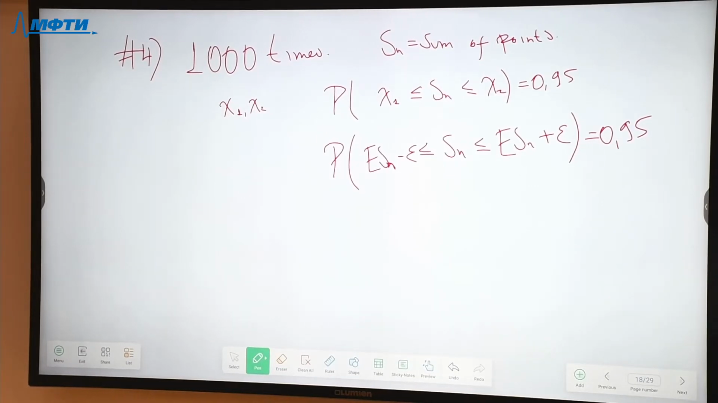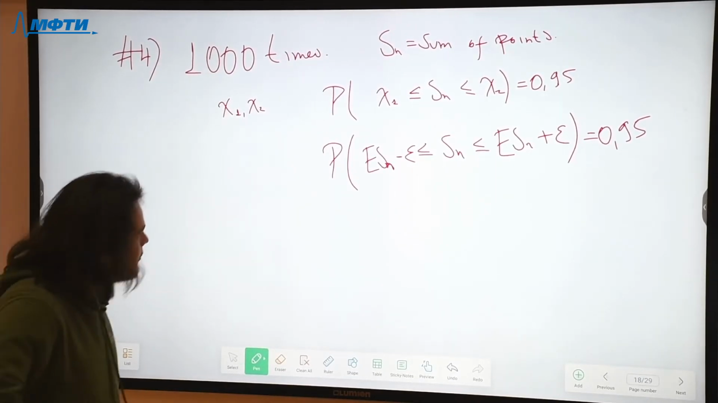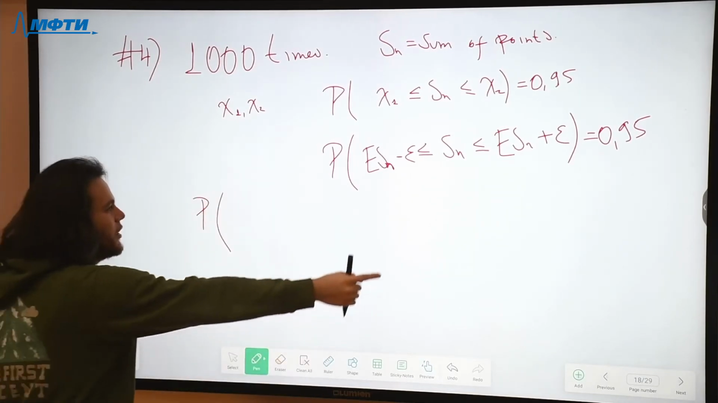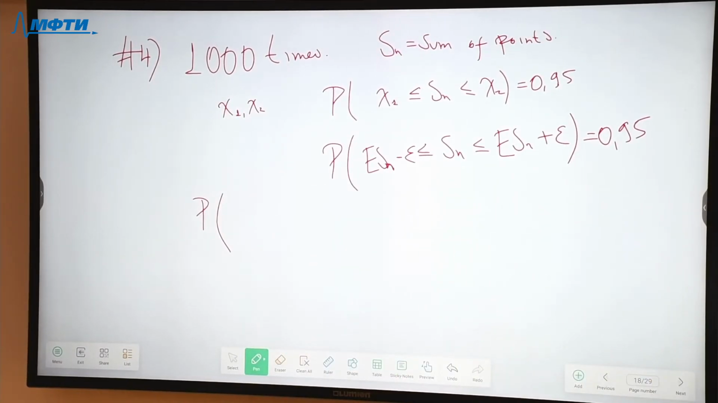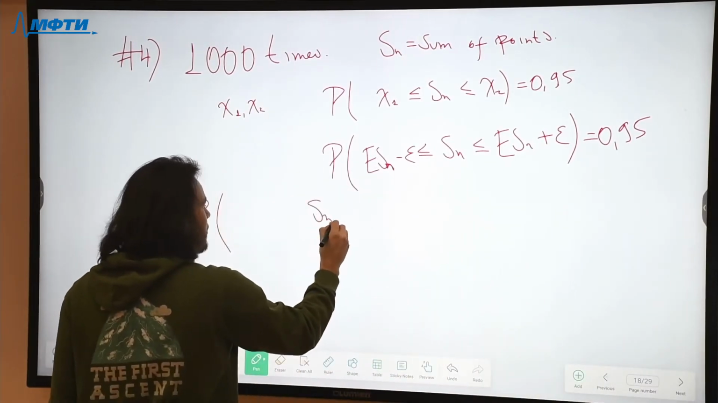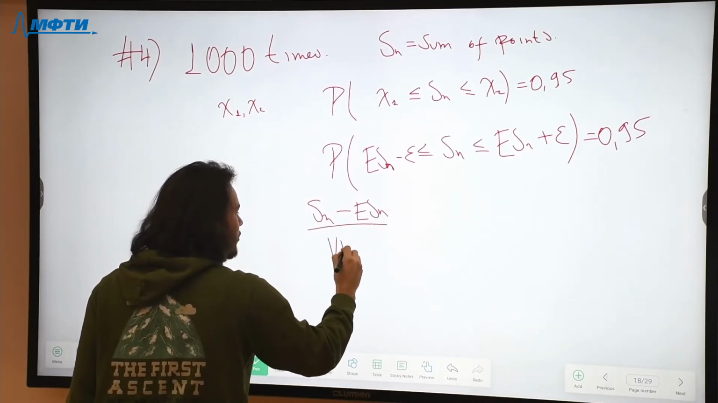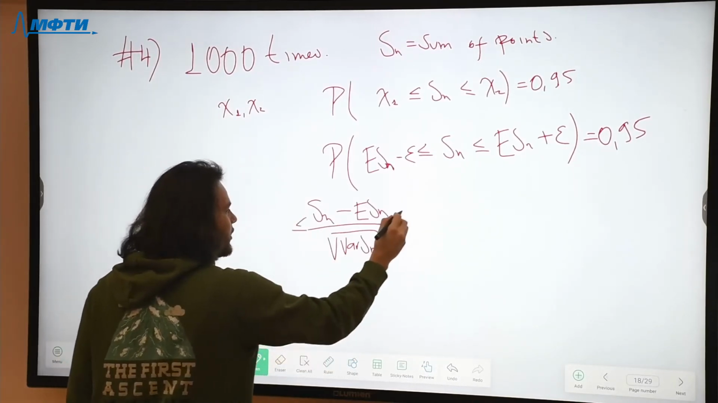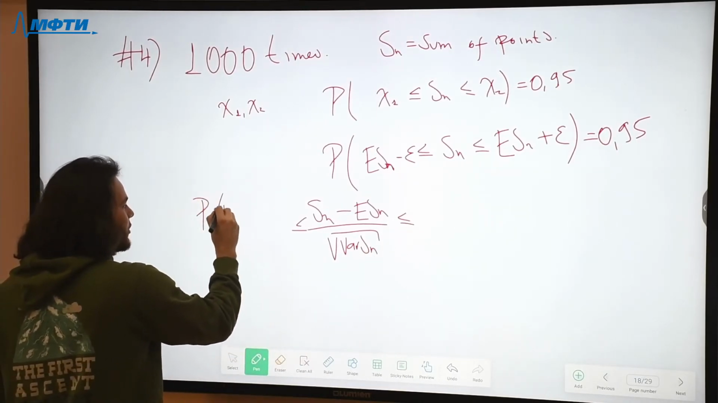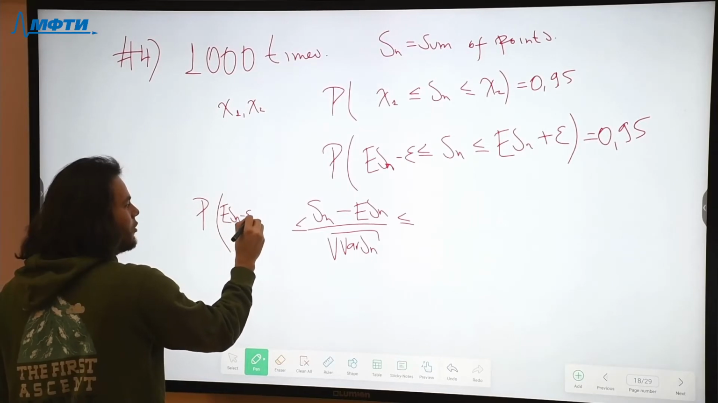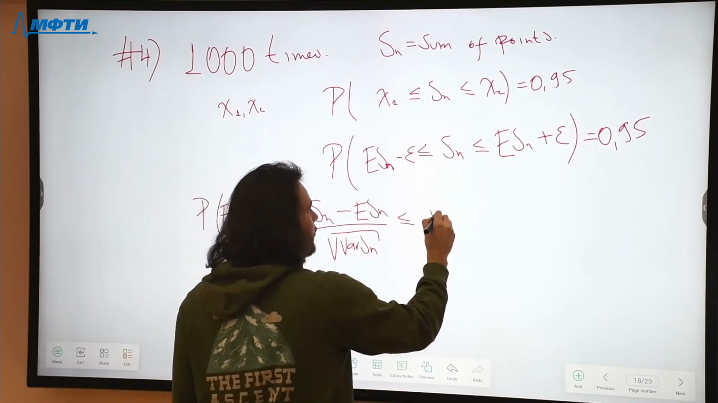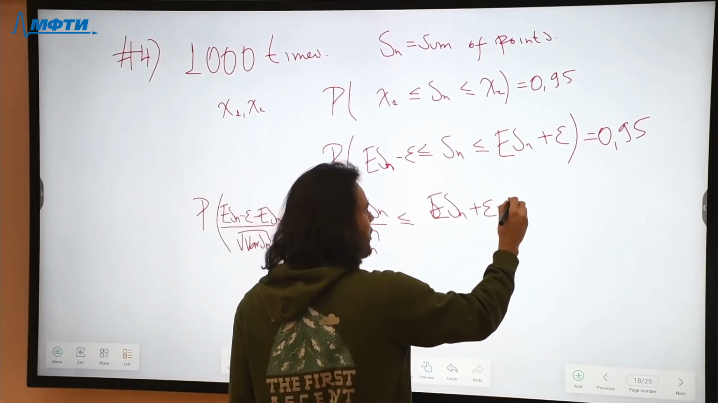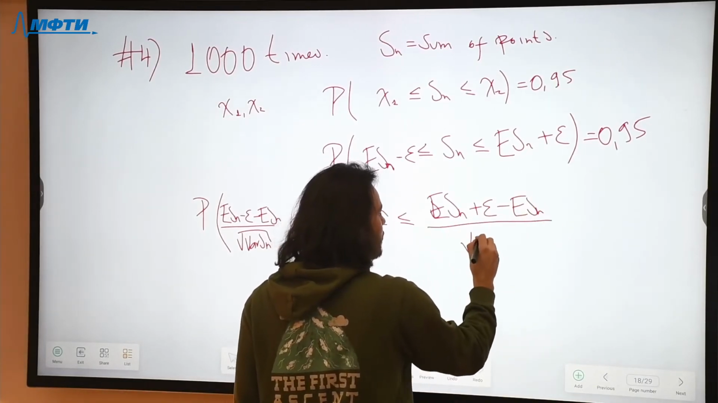How do we do that? The same, right? So we need to find the probability. And here we have Sn. The first thing that we have to do is to put Sn minus the expected value of Sn over the square root of the variance of Sn, right? And then we do exactly the same to both sides. So here we have expected value of Sn minus epsilon minus expected value of Sn over the square root of the variance of Sn. And here we have expected value of Sn plus epsilon minus expected value of Sn over the square root of the variance of Sn.